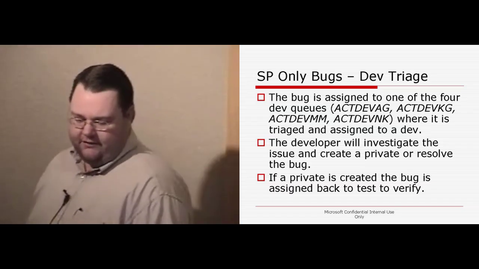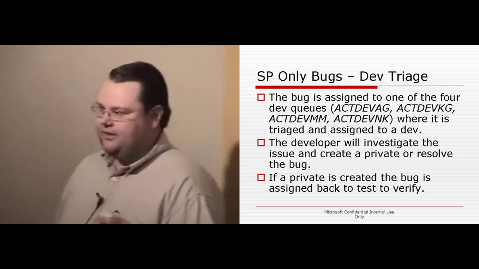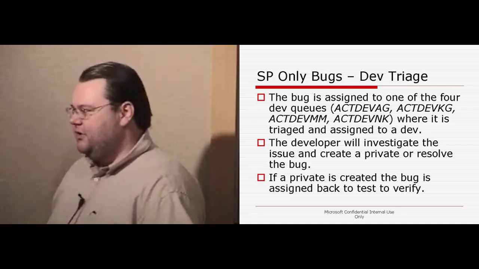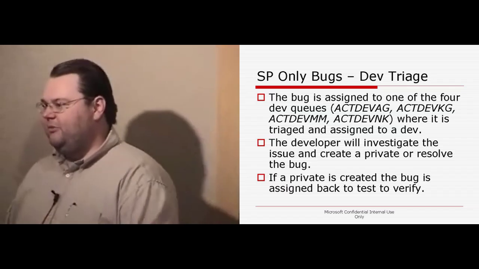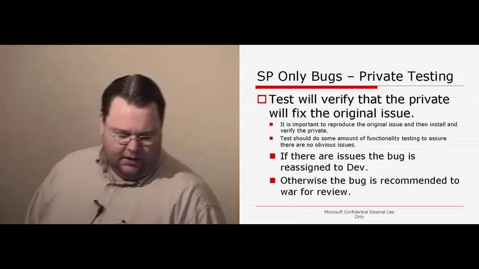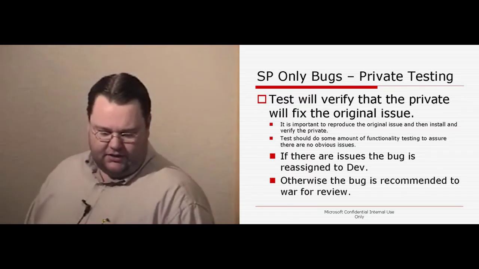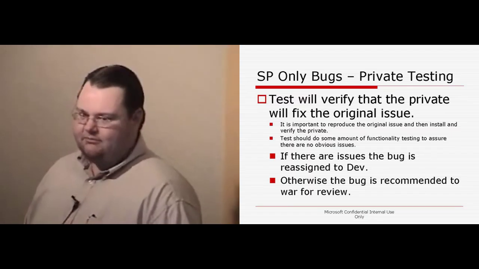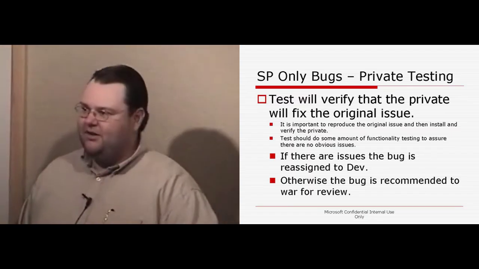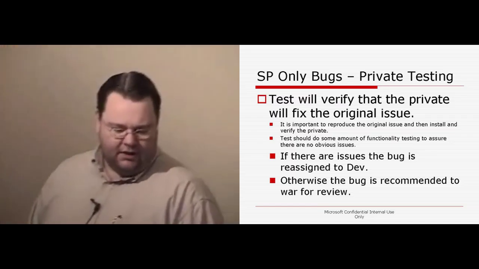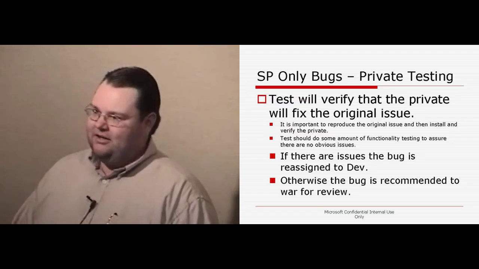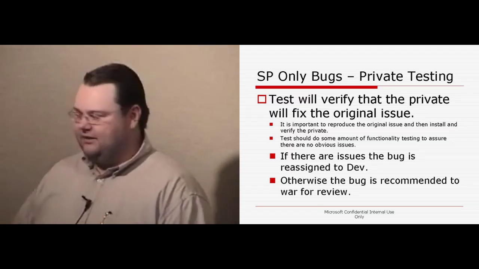So, like I said, the developer might resolve it as won't fix or by design, just like the GDR. If they do that, then it gets sent back to the person who opened the bug, and same thing, they have the opportunity to escalate it if they don't think that was the right decision. Private testing, just like the GDR, verify the private again. It's critical that you actually get the bug to repro on the system, then install the private, make sure it still repros. Again, do a certain amount of functionality testing, make sure that not only did it fix it, but it didn't break anything else that's really obvious.